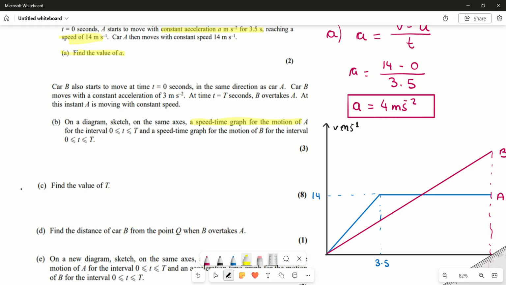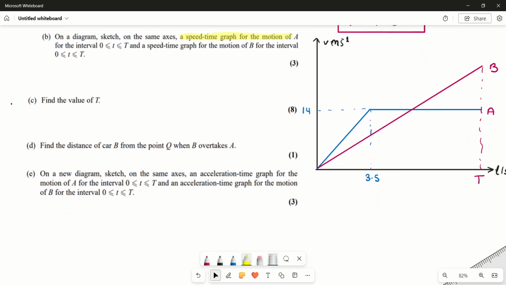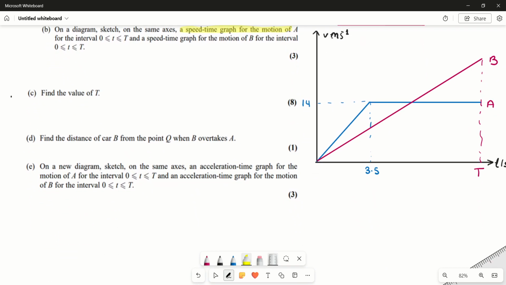on the same axes. For part C, we would like to find the value of t. To find the value of t, I'm going to look at the area under A. So I'm going to consider that I have a triangle and a rectangle. This is the total time taken here, which I know is t.